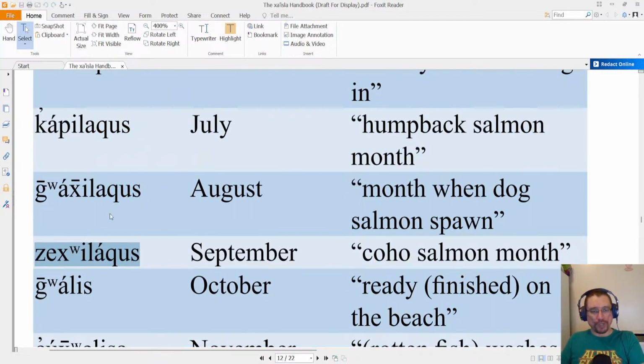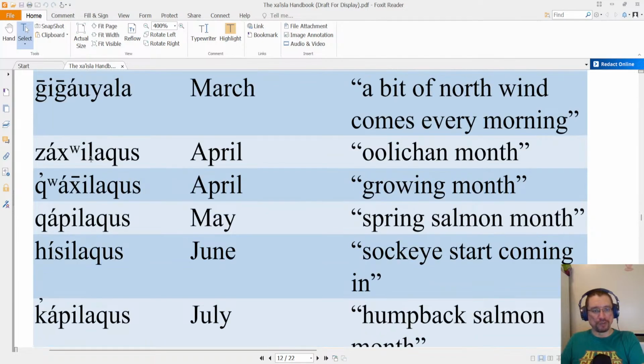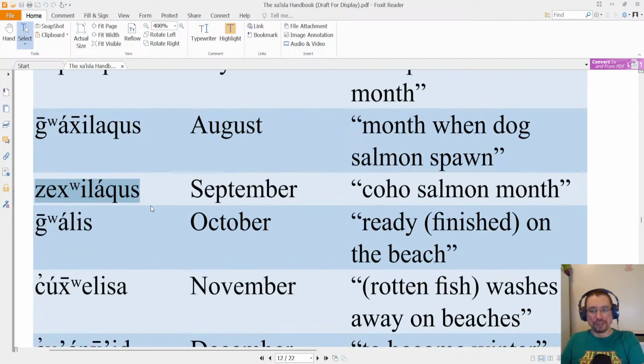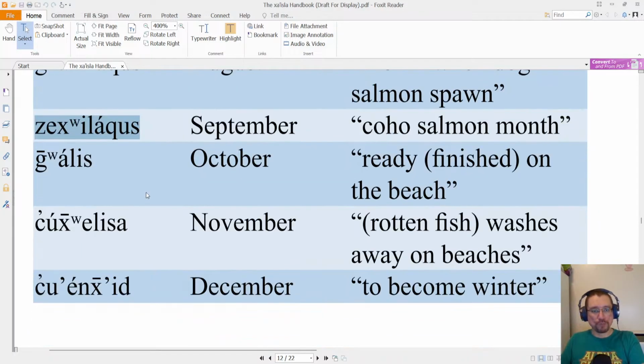If you pronounce them properly, then people will know whether you're talking about April or September, which is coho salmon month. So Duun is coho salmon. Xa'isla is coho salmon time. Next we have Gualis. And this is October, and this means ready or finished on the beach.